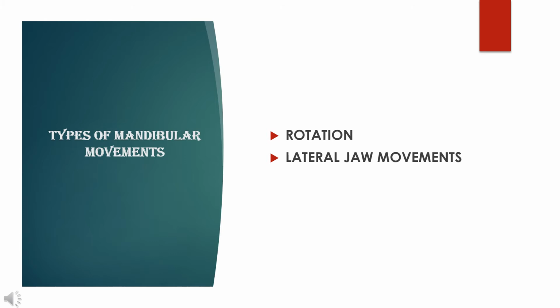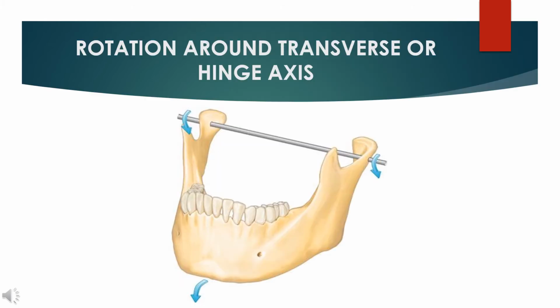First we'll start off with the rotation. The mandible can rotate in three dimensions around three axes, and they are hinge axis, rotation around the sagittal axis and rotation around the vertical axis. First we'll see about hinge axis. In this case, the mandible rotates around a horizontal axis extending from the right side to the left side condyle. This type of movement is seen during protrusion movement.